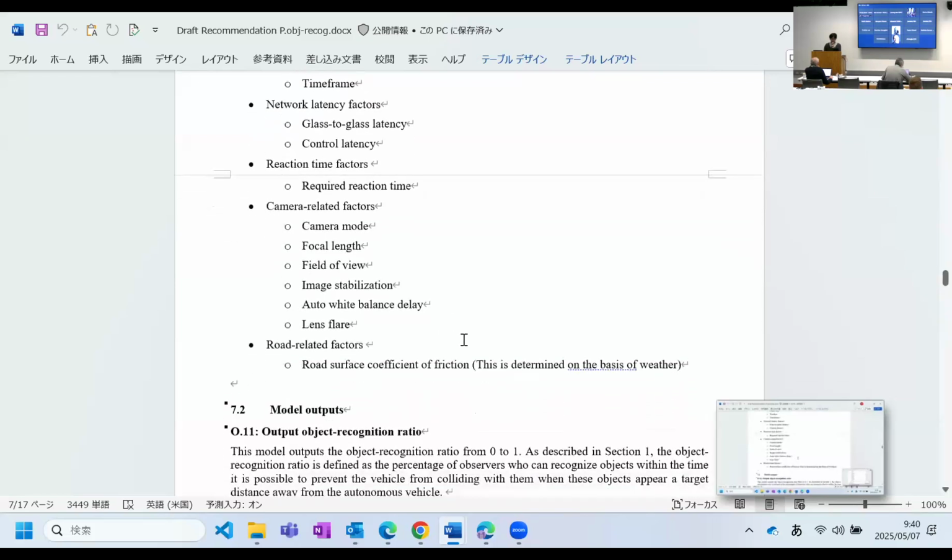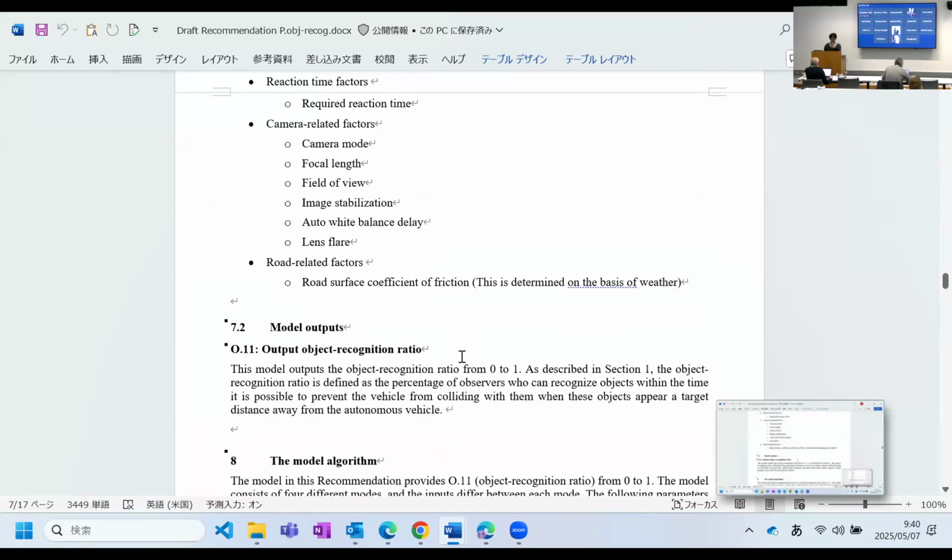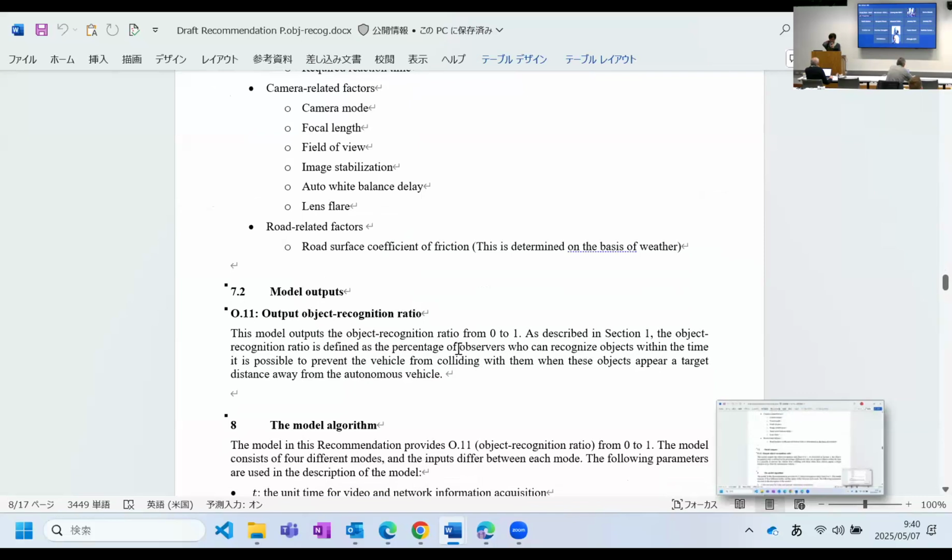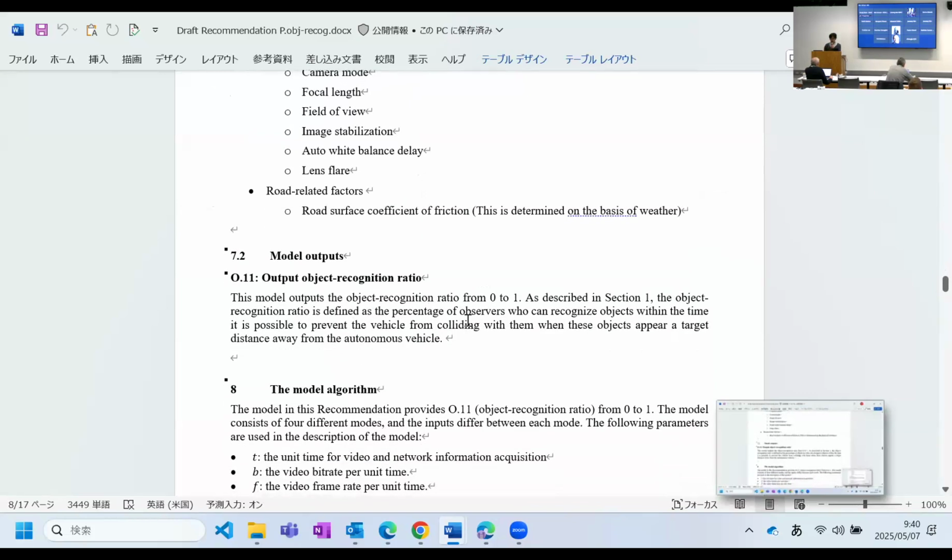And the output of the model is O.11. This is the object recognition ratio. The model outputs the object recognition ratio from 0 to 1. As described in section 1, the object recognition ratio is defined as the percentage of observers who can recognize objects within the time it is possible to prevent the vehicle from colliding with them when these objects appear at the target distance away from the autonomous vehicle.